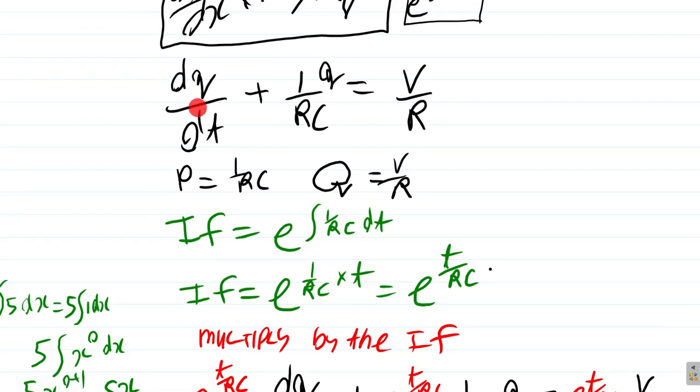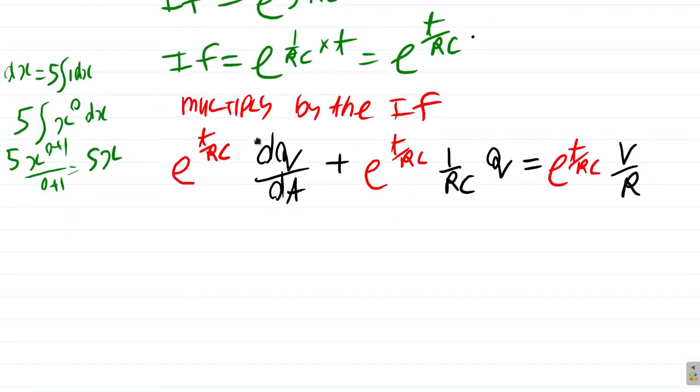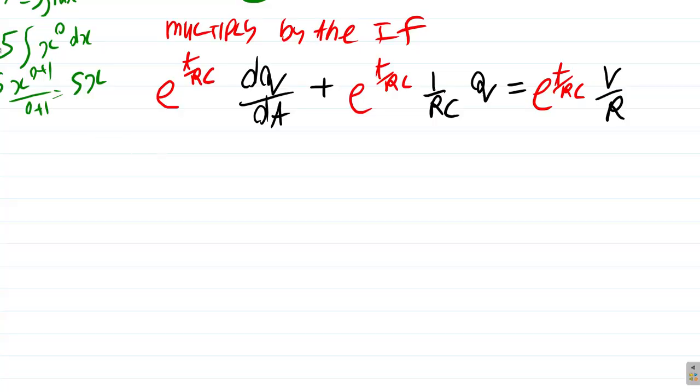Okay, and by the way, if you look back at this, you see it's a current, right? Rate of change of charge with time plus Q over RC equal V over R. I equal V over R. Alright. Now, let's look at what we have here.